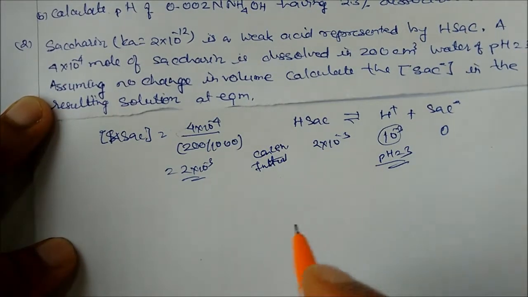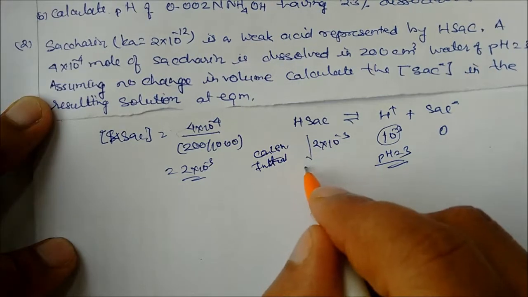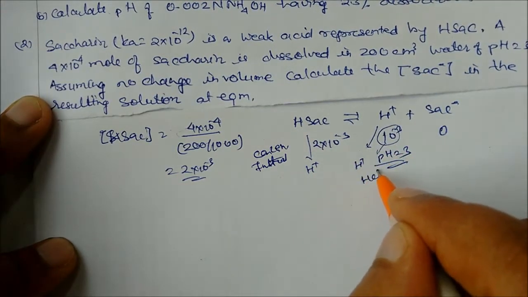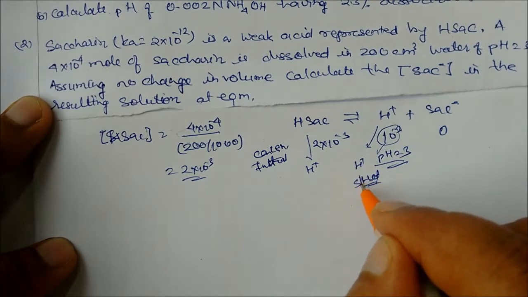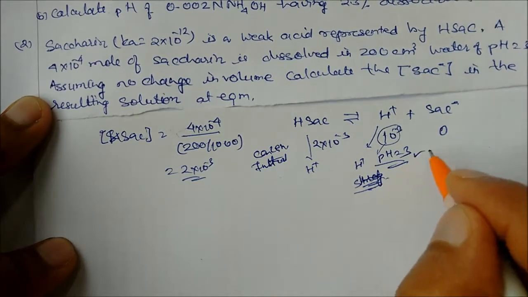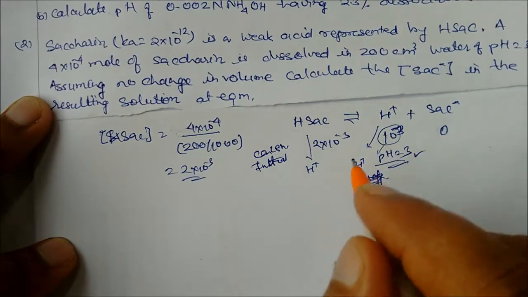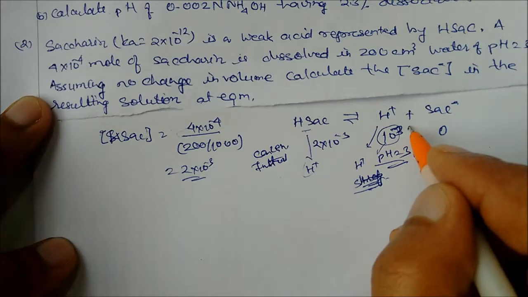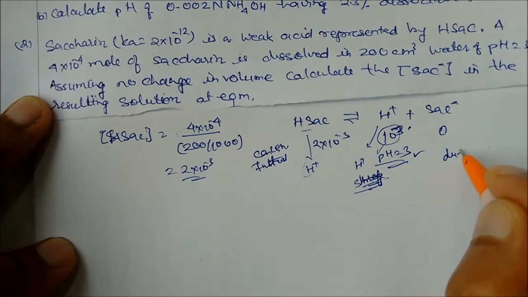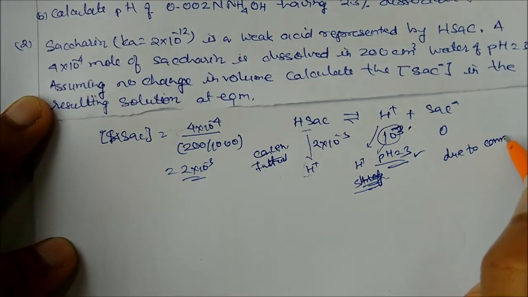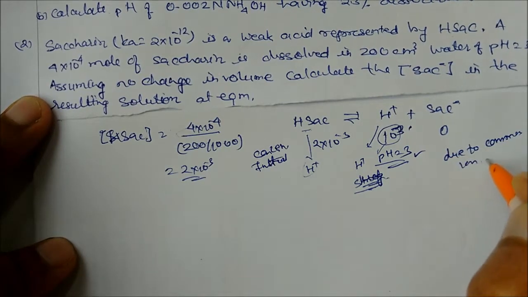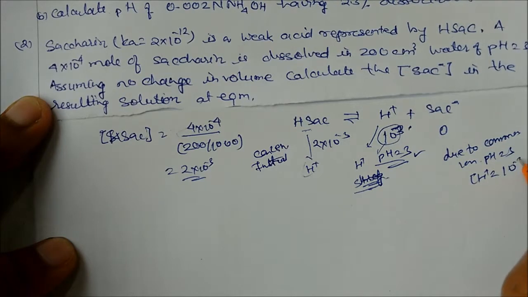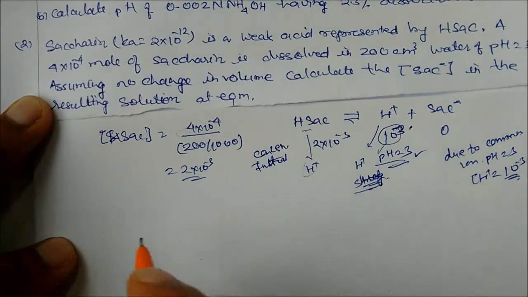So due to common ion effect, what happens? Here we are getting H plus also, and this is also getting H plus. This is actually HCl, which we are getting from some strong acid, whose pH is equal to 3. Due to common ion effect, the H plus from the saccharine is neglected and this is accepted. So pH is equal to 3, that is, H plus concentration will be 10 power minus 3, because this is a strong acid.